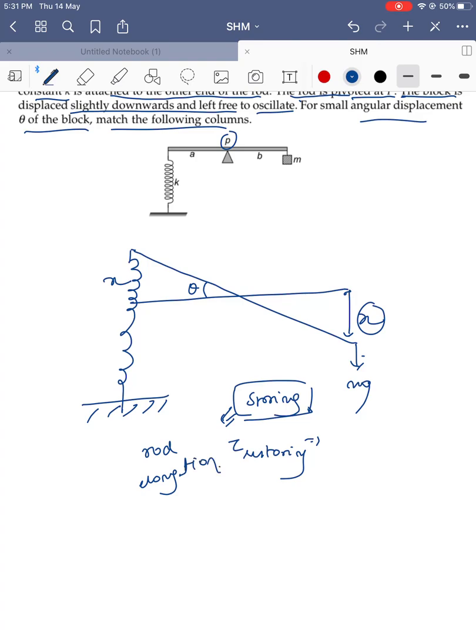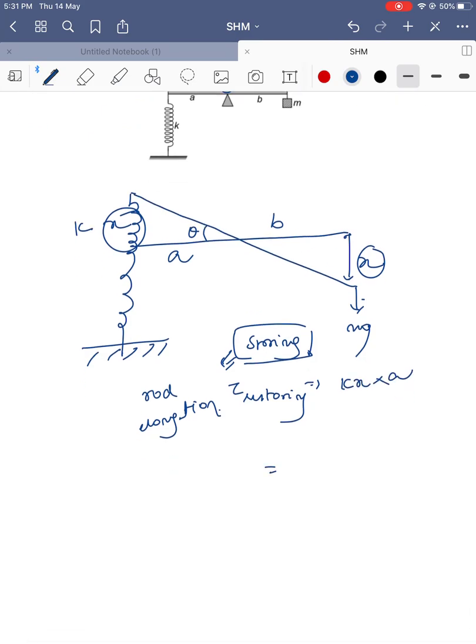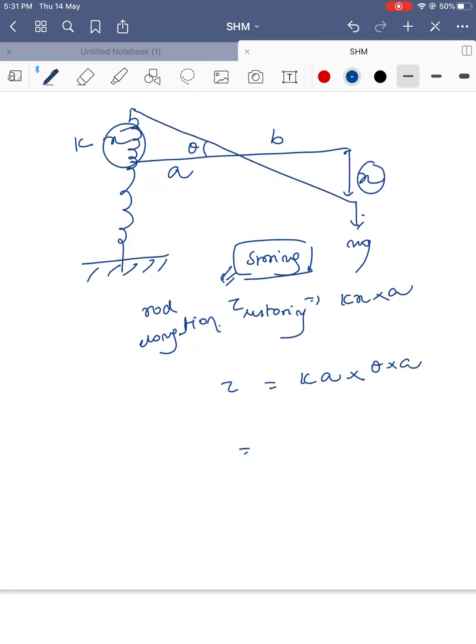So tau restoring is equal to I into alpha. What is the cause of the restoring torque? Here is a length A, here is a B. The restoring cause is the spring. So how much is the spring force? Kx, into A. So restoring torque is Kx into A. Sin theta is equal to x by A, so x is theta into A. So we can write tau is equal to K into A square into theta, and tau is equal to I into alpha.